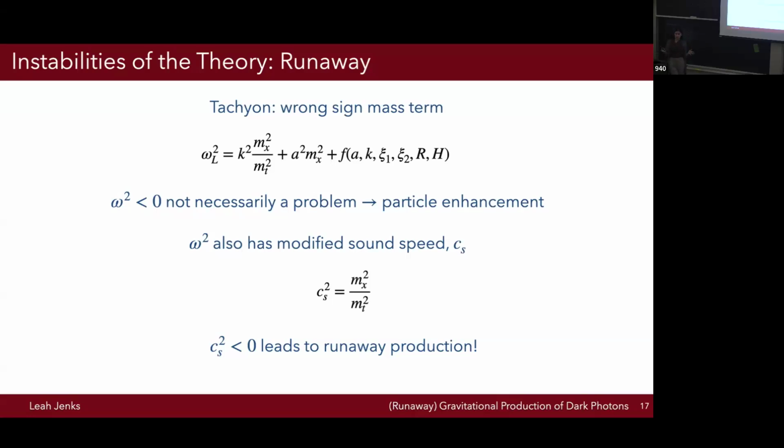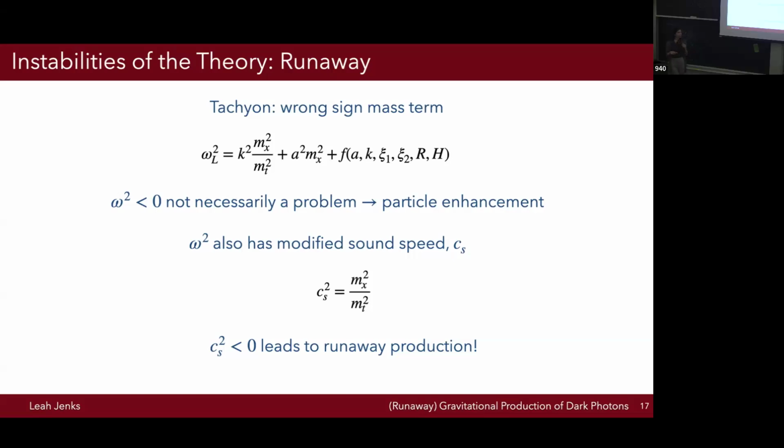This happens, for example, for minimally coupled scalars. You expect that omega squared oscillates through 0. This can give you some sort of particle enhancement, but is not necessarily a problem. However, in this case, omega squared also has this sound speed modification where CS squared is different from 1. And not only is it different from 1, it can also be negative.